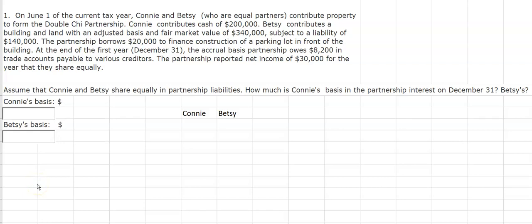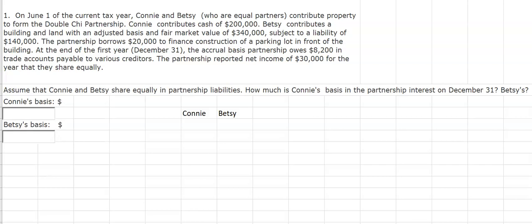This problem asks us to calculate outside basis for Connie and Betsy in a partnership. They give us some information about what they contribute, as well as what happens to the partnership throughout the year, so that we can calculate the basis. It says that they contribute property to form the partnership.